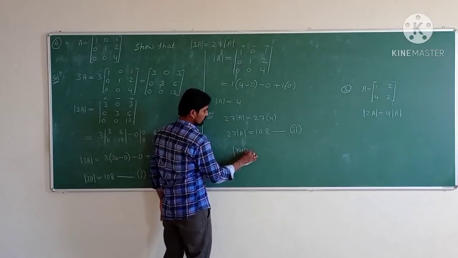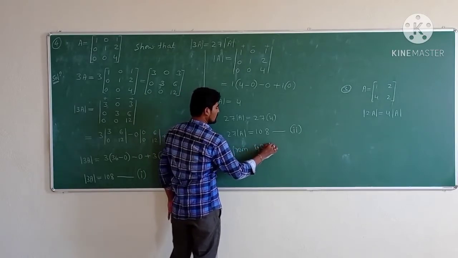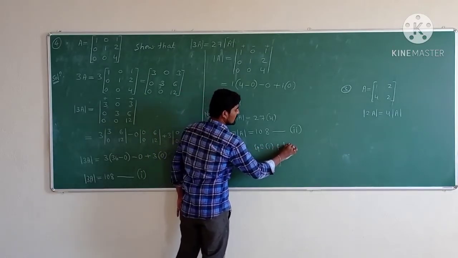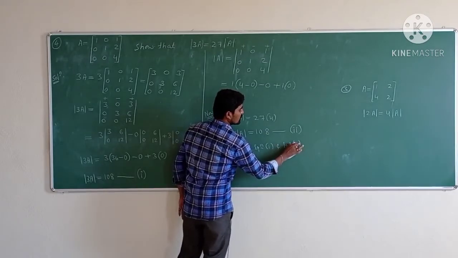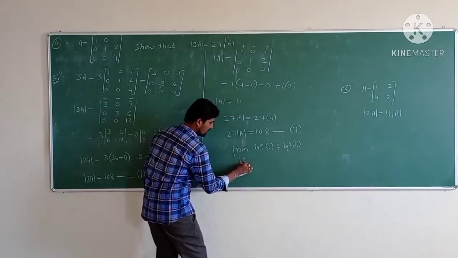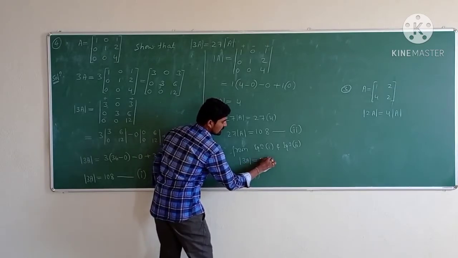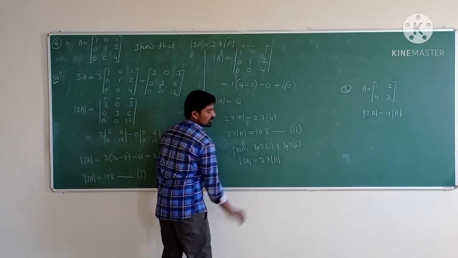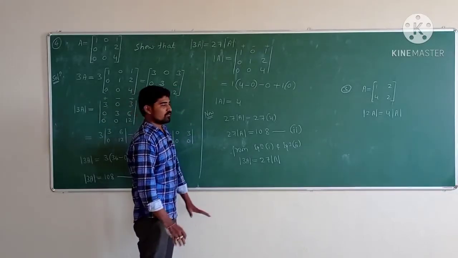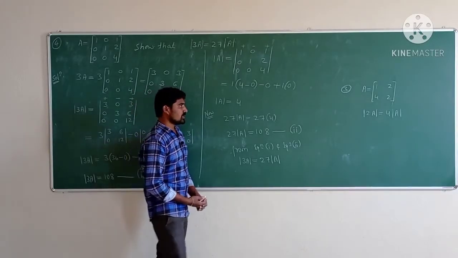Therefore from equation number 1 and equation number 2, determinant of 3A is equal to 27 into determinant of A. I hope all of you understood. Now you just observe here.